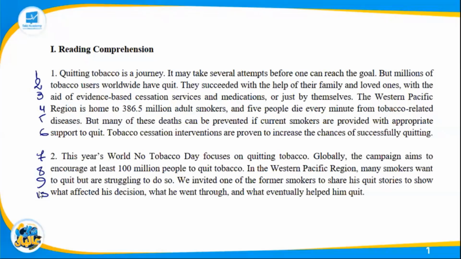It is number 8. Why? Because it says the campaign aims is to encourage at least 100 people to quit tobacco. It is not going to raise their awareness of the dangers of smoking, but it is going to encourage them to quit smoking. So this is the correct answer.